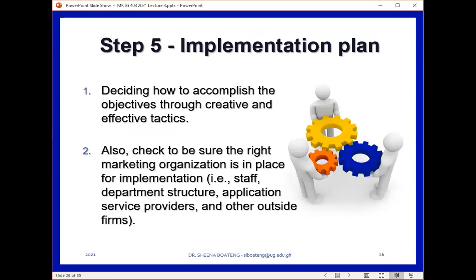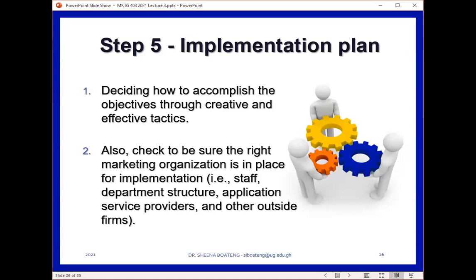Here, you have to decide how to accomplish the objectives that you have set for yourself based on each of these levels of the strategy that you have through creative and effective tactics. So for instance, at the reach stage, we talked about the fact that you want to enhance your customer base and reach them. What creative and effective tactics are you going to use to enhance this reach?